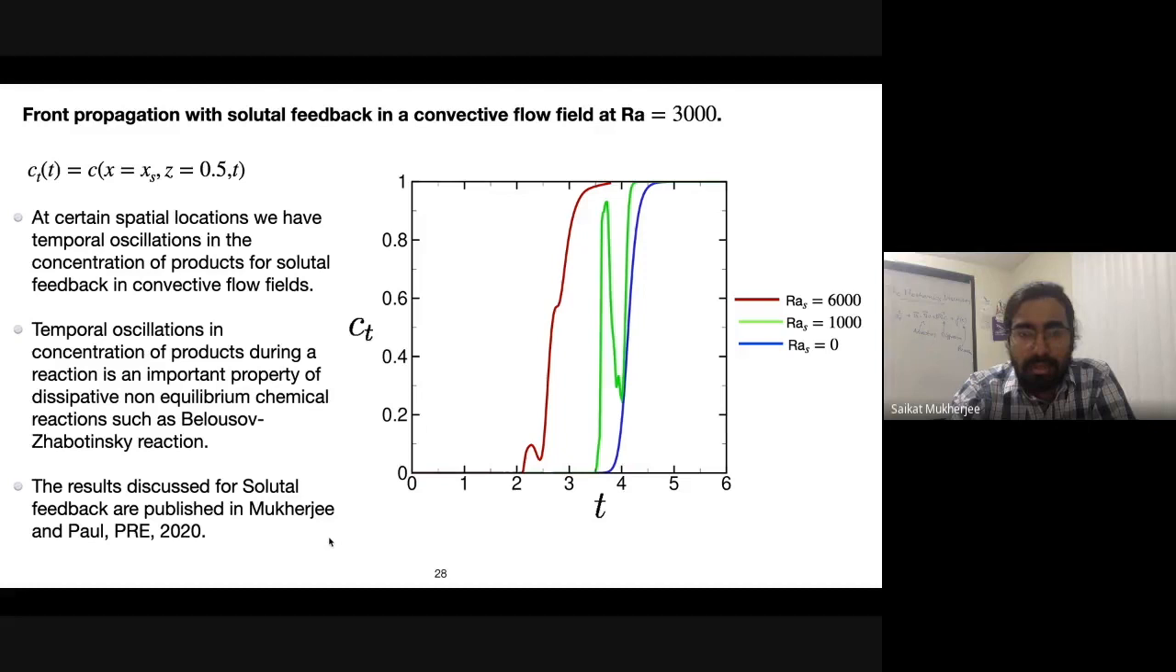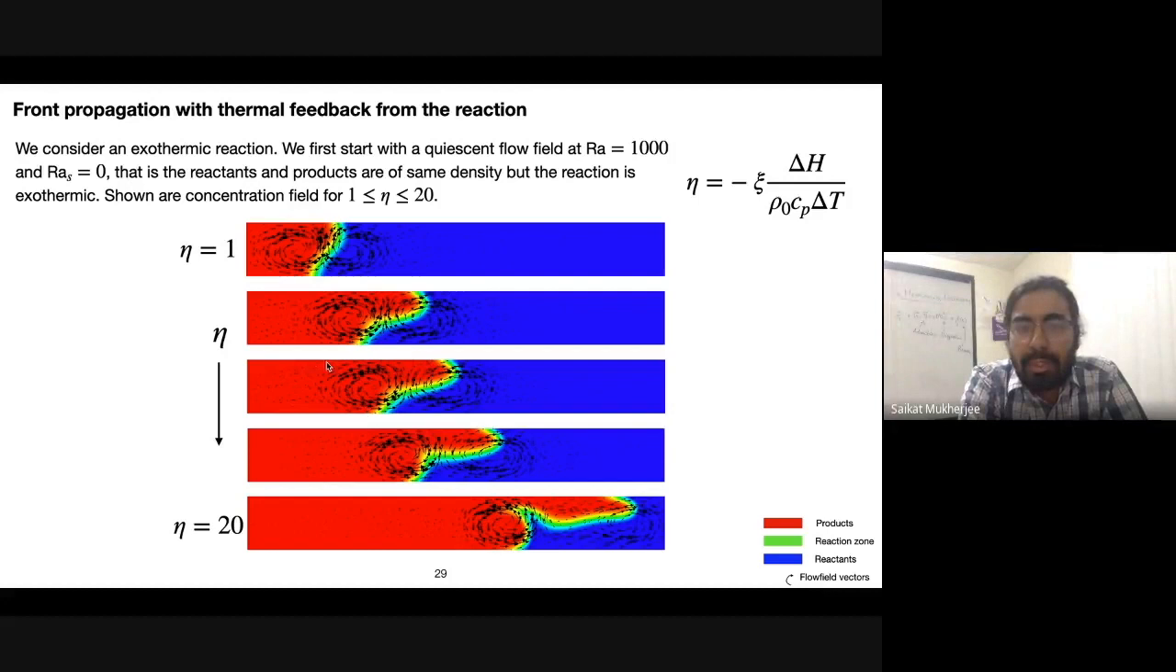Now I'm going to talk about what happens when there is an exothermic reaction. These simulations have only an exothermic reaction, and there is no change in density between the products and the reactants. You develop a pair of convection zones. Because of a local hotspot at the front, there is a pair of counter-rotating convection zones that propagates for eta, which is the heat release parameter, greater than zero. The endothermic scenario will be exactly opposite because of the sign difference.